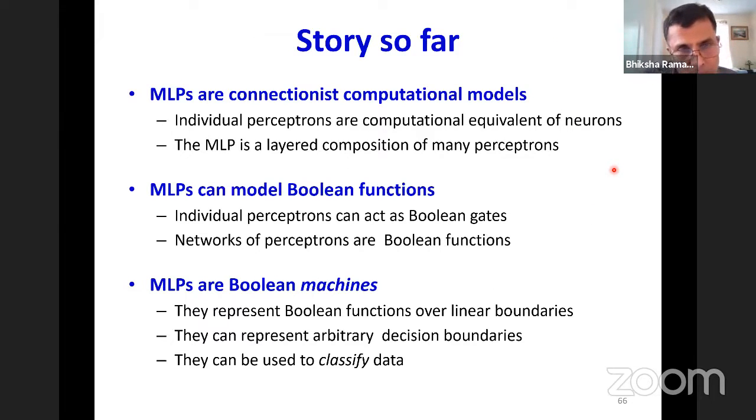And so the story so far: multi-layer perceptrons are connectionist computational models, where individual perceptrons are computational equivalents of neurons. The MLP is a layered composition of many perceptrons. MLPs can model Boolean functions. Individual perceptrons can act as Boolean gates. Networks of perceptrons are Boolean functions. And MLPs are actually Boolean machines. When you think of real valued inputs, they represent Boolean functions over linear boundaries, and they can represent arbitrary decision boundaries, which means they can be used to classify data.